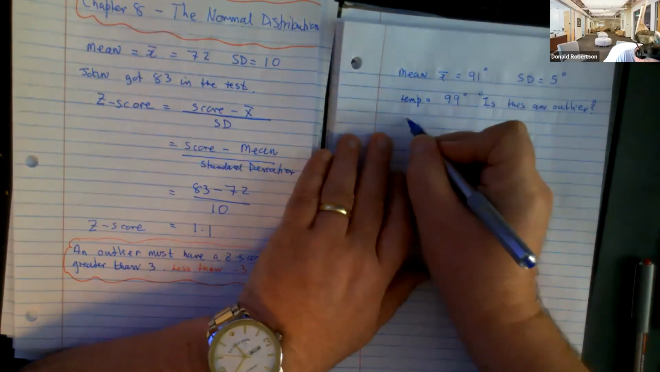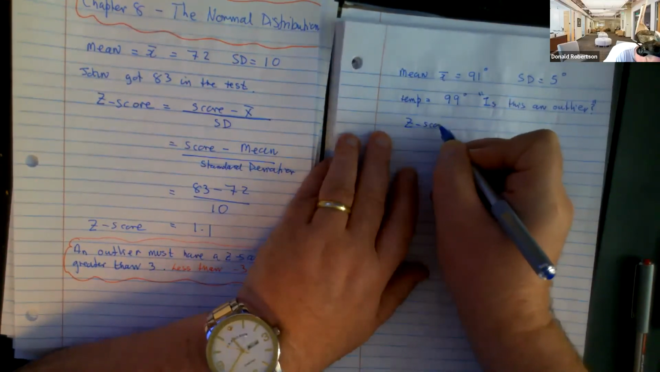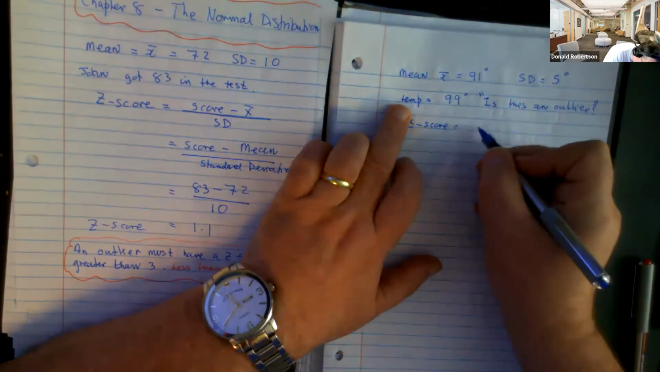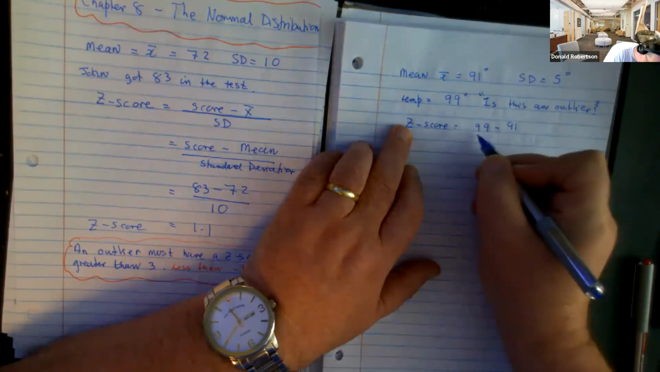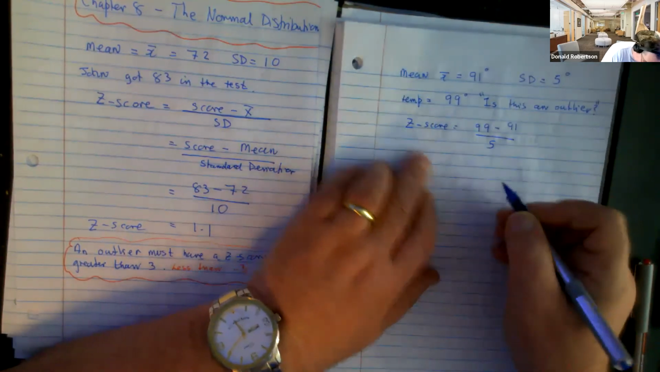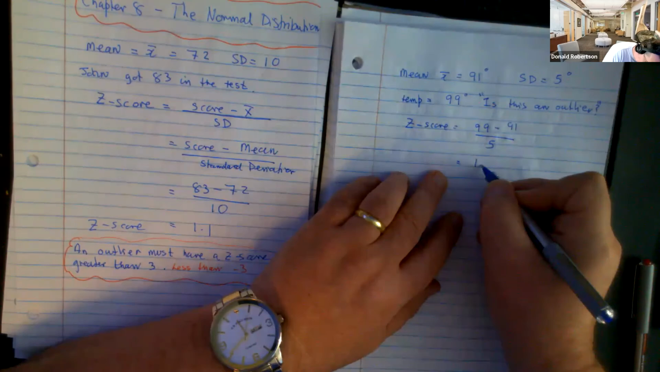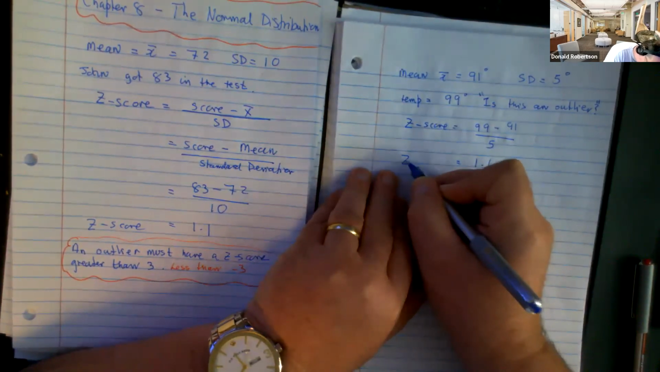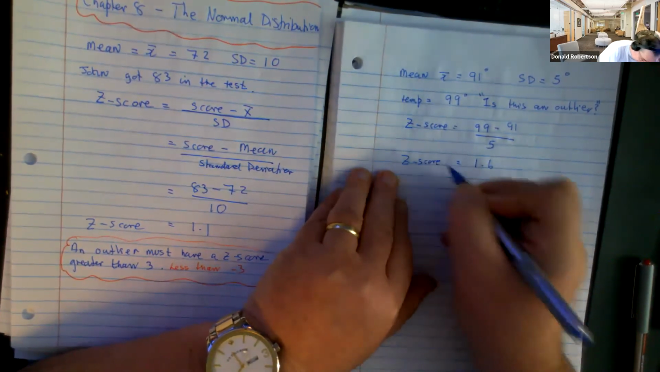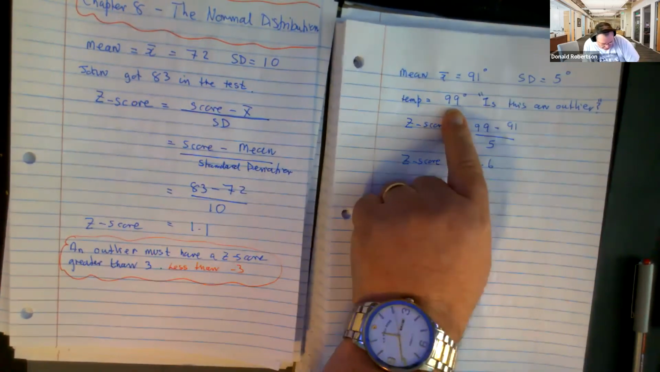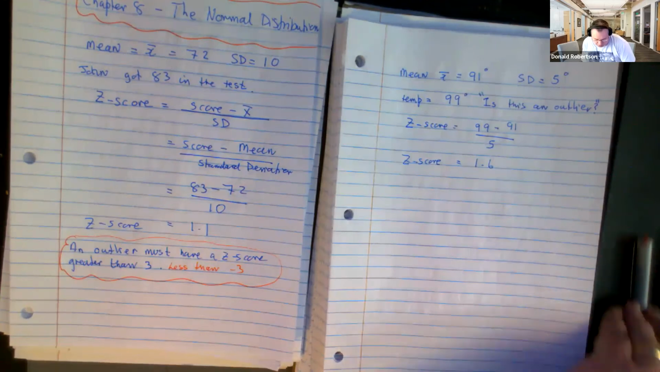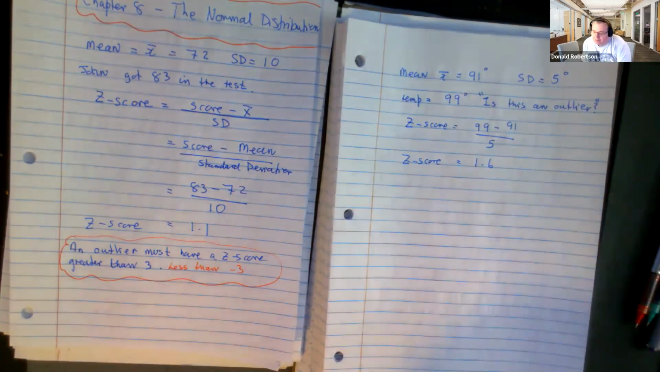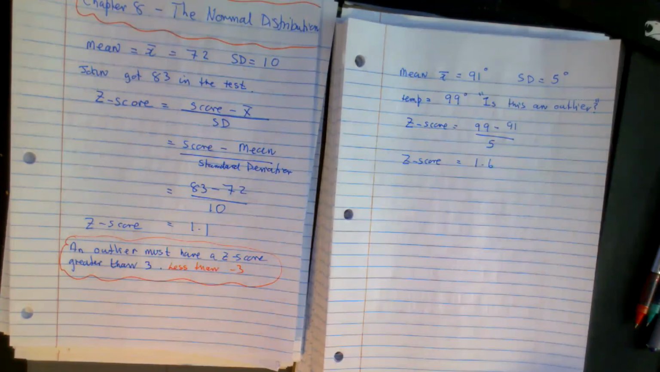Well, to do that, you find the Z-score. So in this case, it's going to be temperature, take away the mean, divided by the standard deviation. And I believe you get the answer 1.6. So getting a summer temperature of 99 degrees, is that exceptionally hot? Is it an outlier, in other words, for this particular place? No. No.